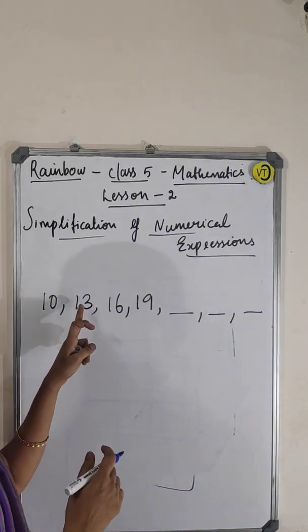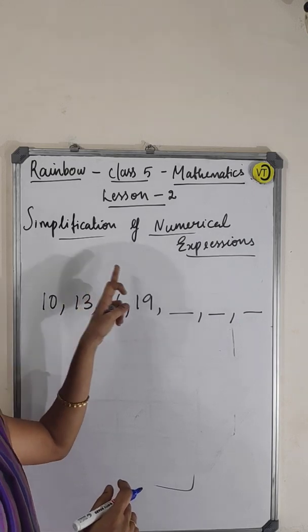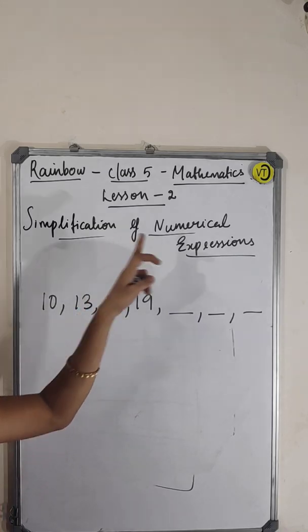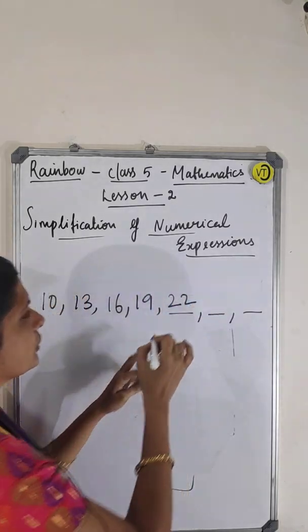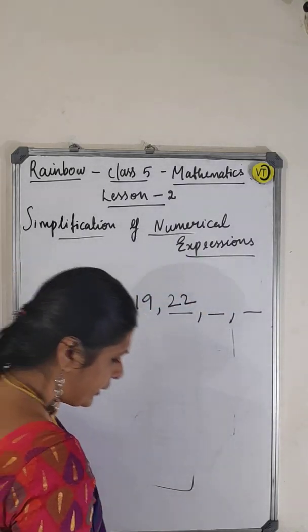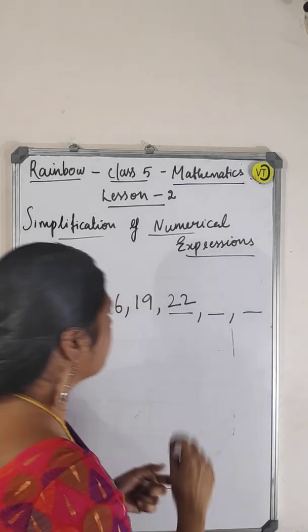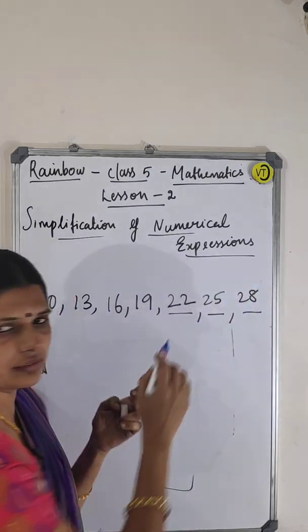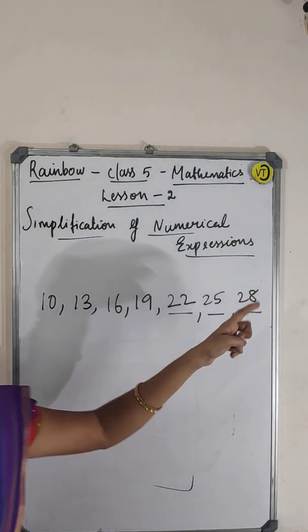So 10 plus 3 is 13. 13 plus 3 is 16. 16 plus 3 is 19. 19 plus 3 is 22. 22 plus 3 is 25. 25 plus 3 is 28. Okay, this way you can write the numbers.